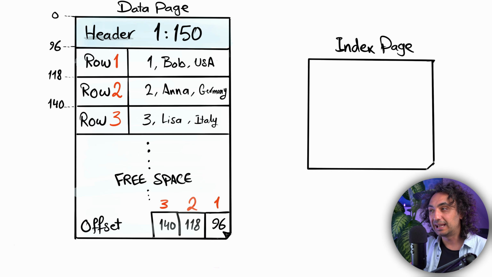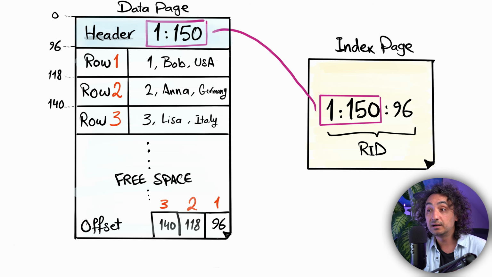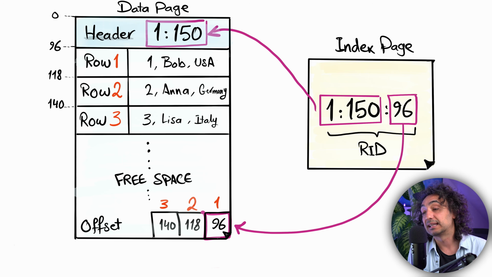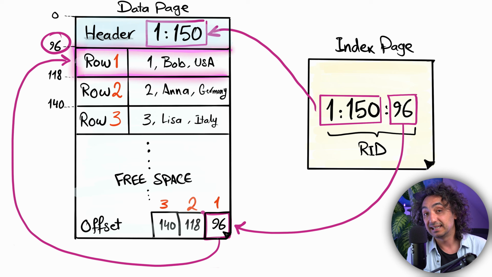So now let's see quickly how the index page is pointing exactly to the row inside the data page. The first part of the row identifier is mapping to the data page ID, and then from the 96 it's going to take us to the offset, and that's exactly the location of row number 1. So 96 is the part where we're going to start finding row number 1, and that's going to take us exactly to the place where we can read the information about row ID number 1. So this is how the index page is locating the exact place of the rows.